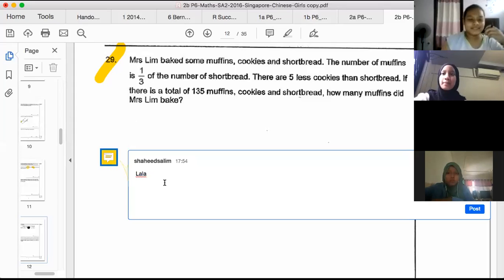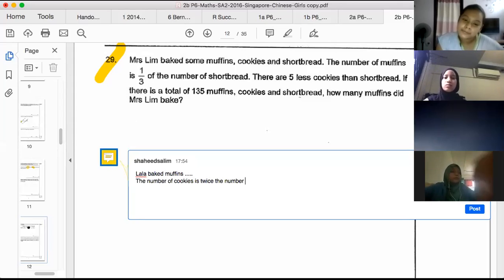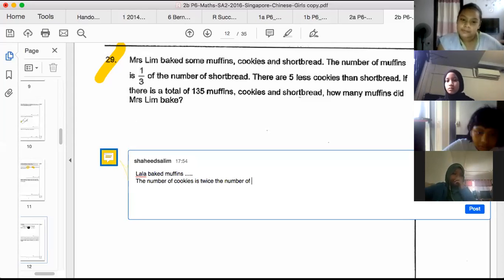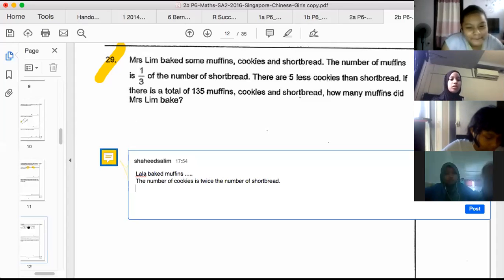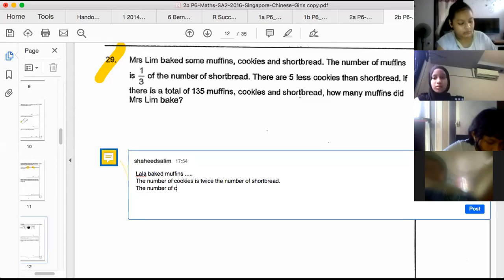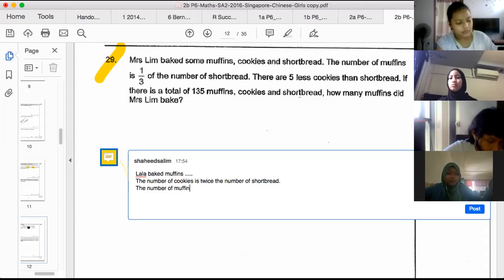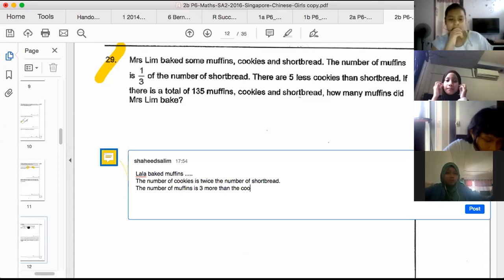Lala has same thing, a bake. Same thing, some muffins, shortbread and cookies. The number of cookies is twice the number of shortbread. And the number of muffins is 3 more than the cookies.